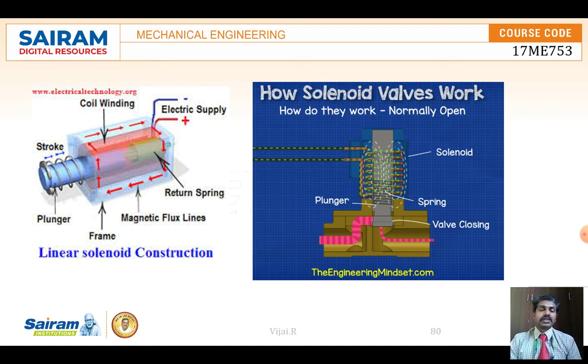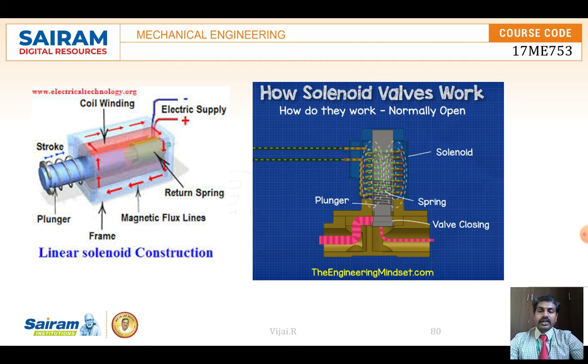Normally open means it is always open; only if you activate it, if you give the supply, it will close. Normally closed means it is always in the closed condition, and if you give a supply, it will become open. Let me see in the next part, on relays, how they function. So this is how a solenoid works.